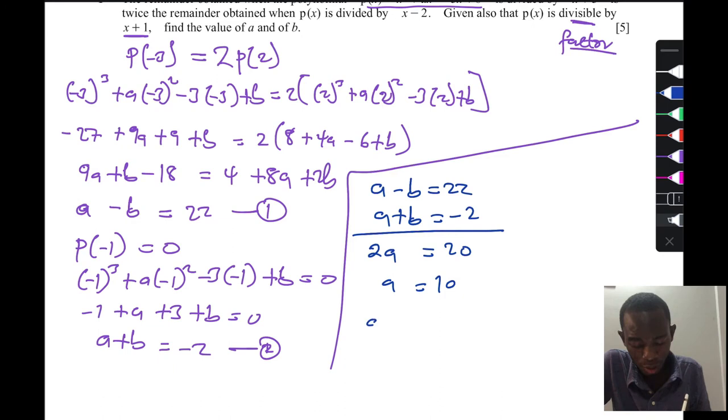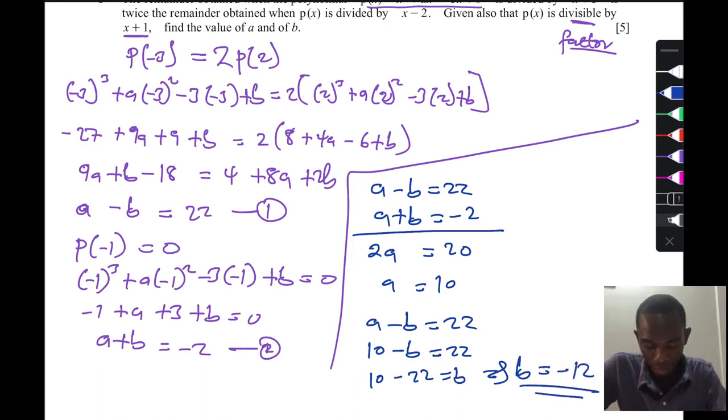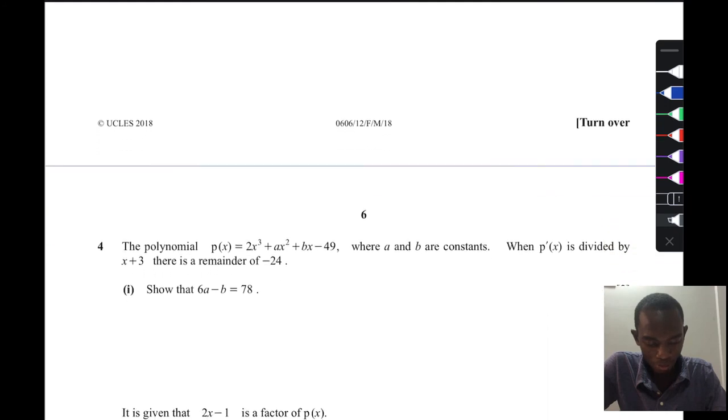of the equations. We have a minus b equals 22, right? Just put 10 where a is. So you have 10 minus b equals 22. Take the b here, take the 22 there. So you have 10 minus 22 equals b, which implies that b is actually negative 12, okay? And then you are good to go. So you found the values of a and b, and you have 5 marks. That's great. Now let's take a look at the subsequent one.